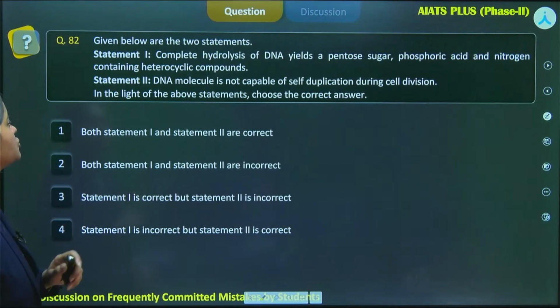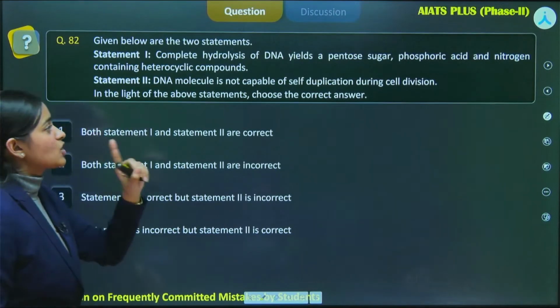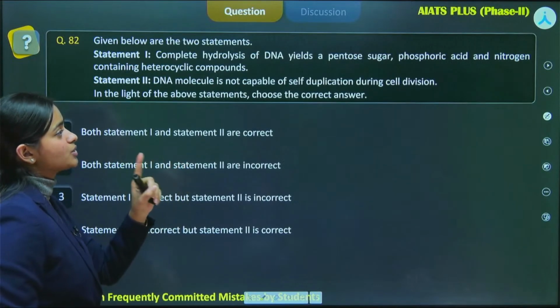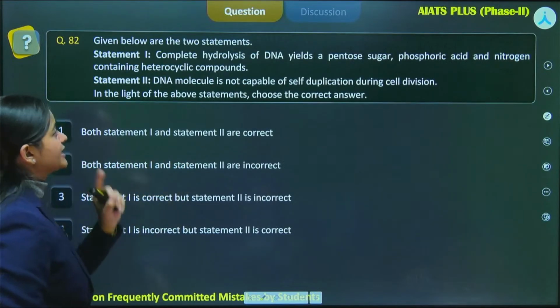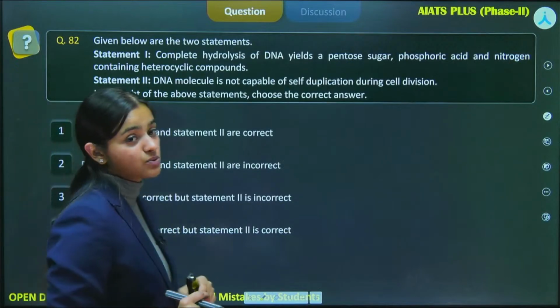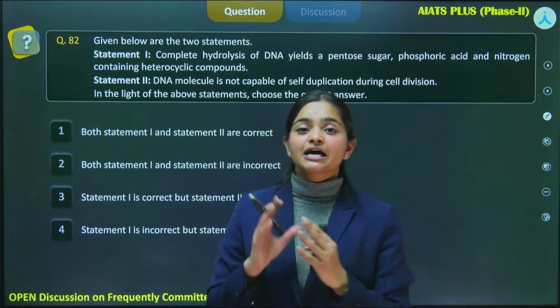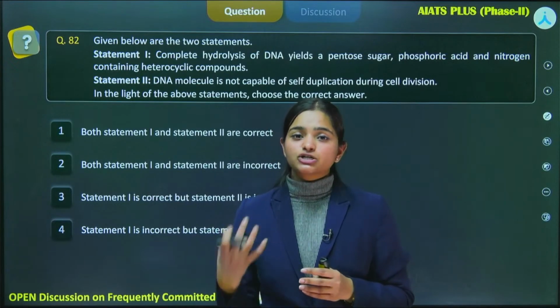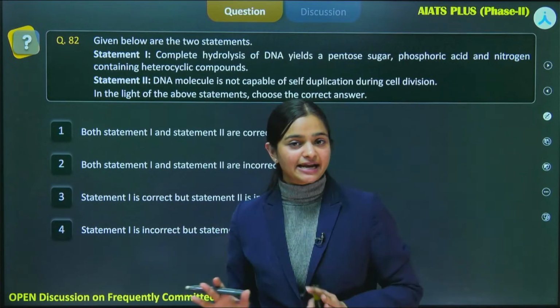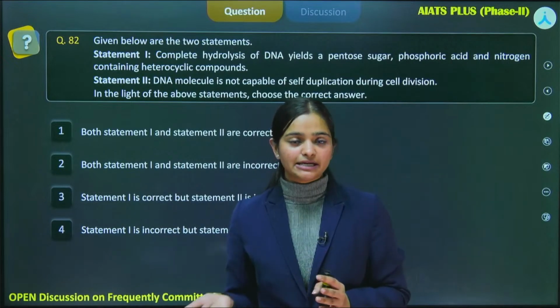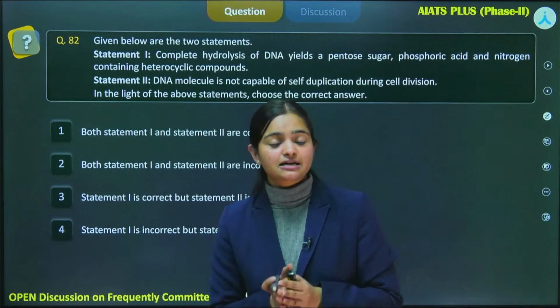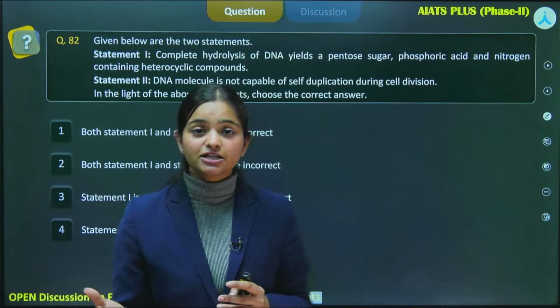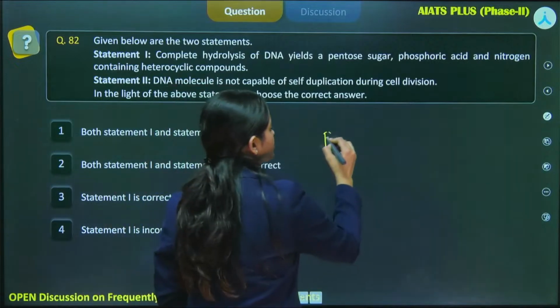Given below are two statements. Statement 1: complete hydrolysis of DNA yields a pentose sugar, phosphoric acid and nitrogen-containing heterocyclic compounds. We all know that the nucleus contains some specific particles which are responsible for the transmission of inherent characters. This is known as heredity, right? And these substances present inside the nucleus are composed of proteins and nucleic acids.